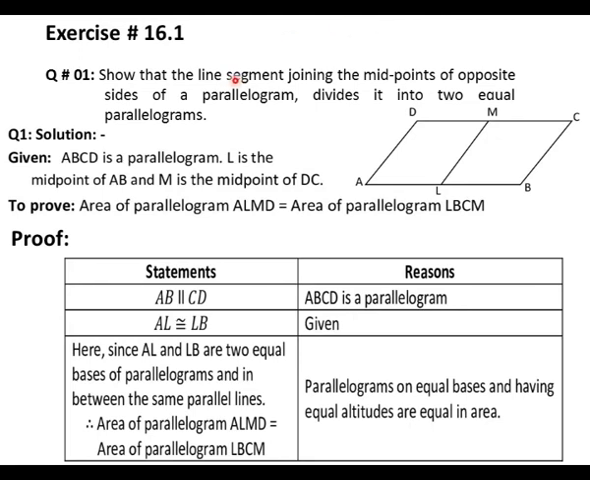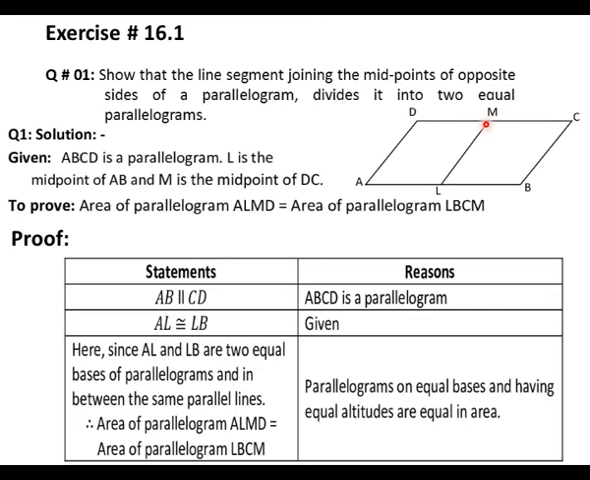What does the statement of this question say? Show that the line segment joining the midpoints of opposite sides of a parallelogram divides it into two equal parallelograms. We have a parallelogram ABCD. The midpoint of AB is L and the midpoint of CD is M. We join L to M.